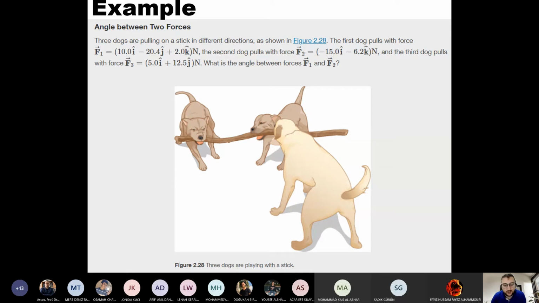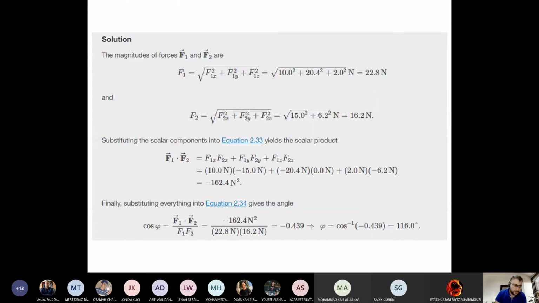You must use the formula of the scalar product. You know the equation for the scalar product: F1 dot product F2 is equal to F1 F2 cosine phi. So how can you find this phi? You must divide F1 dot product F2 over F1 times F2. So you must use this form to calculate phi.